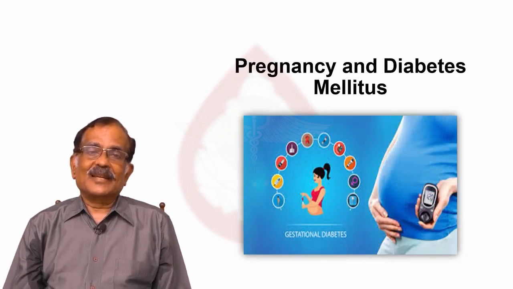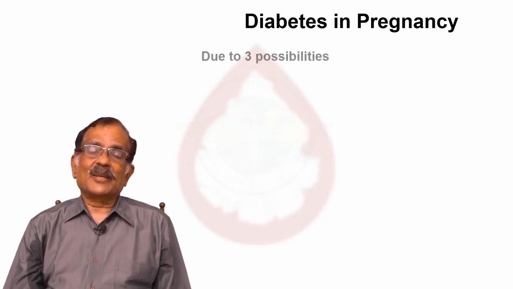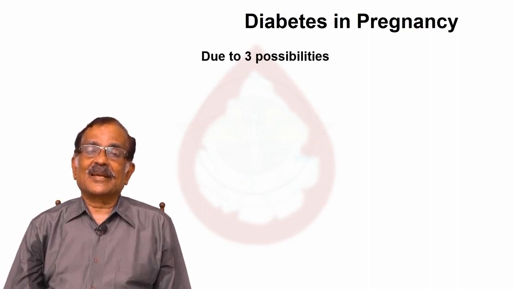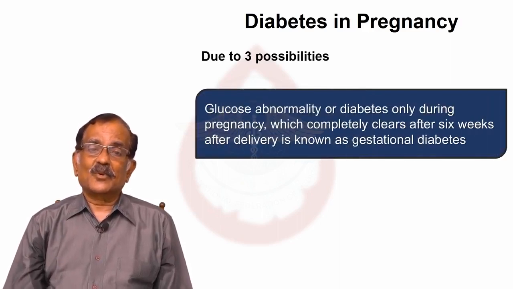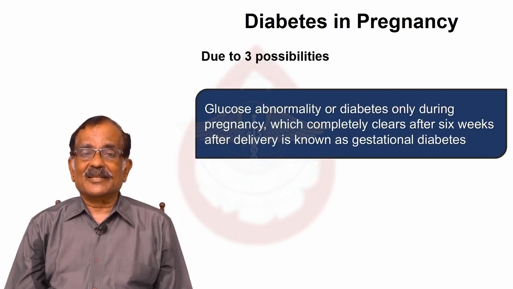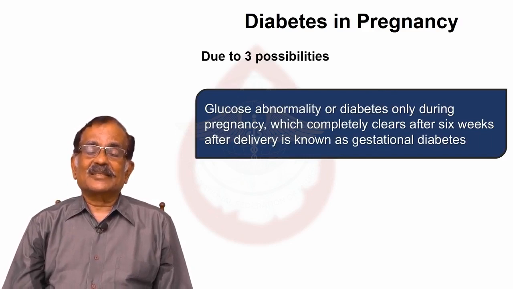If you look at a patient who is pregnant and diabetic, it can be due to three possibilities. One is that she has been perfectly normal before pregnancy and she developed glucose intolerance, or a diagnosis of diabetes was made during pregnancy, and 6 weeks after delivery, she is going to be perfectly normal. So that is the one person having glucose abnormality or diabetes only during pregnancy, which completely clears after 6 weeks after delivery. That group is called gestational diabetes mellitus, one of the types of diabetes mellitus in the classification.